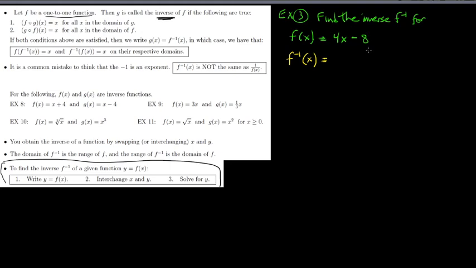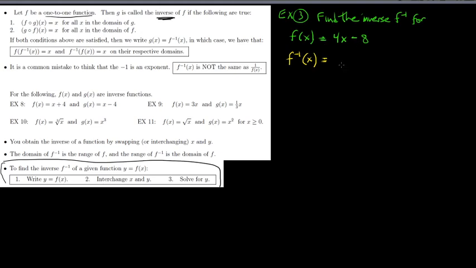And so probably not as obvious, right? Because you're doing two things. You're multiplying by 4, and then you're subtracting 8. So in some sense, you're going to divide by 4 and add 8, but you've got to be careful because you have to do it in the right order.